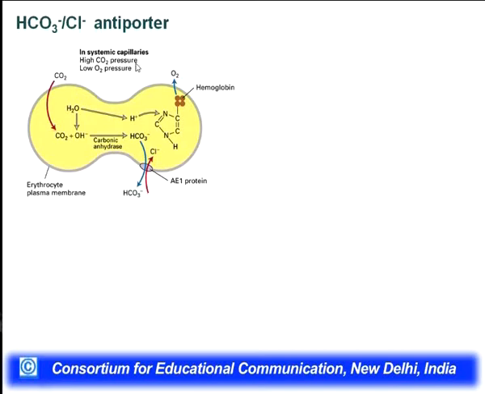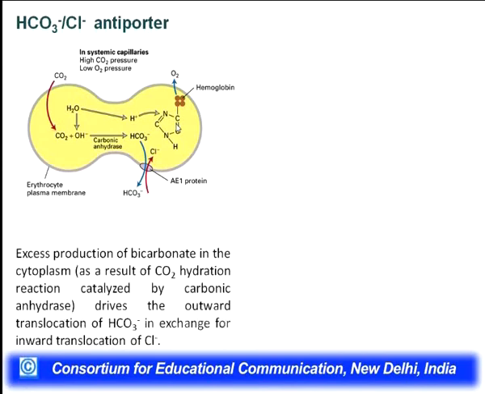What happens in systemic capillaries is there is a high carbon dioxide pressure outside. So this high carbon dioxide gets into the RBCs, the erythrocyte, and inside the erythrocyte bicarbonate is formed. This bicarbonate then moves out and causes the chloride ions to move inside. So excess production of bicarbonate in the cytoplasm, as a result of the carbon dioxide hydration reaction catalyzed by carbonic anhydrase, drives the outward translocation of bicarbonate in exchange for inward translocation of chloride ions.